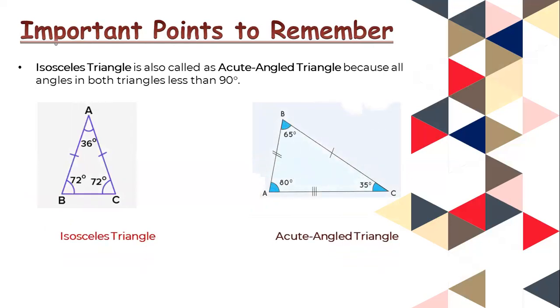Isosceles triangle is also called an acute angle triangle because all angles in both triangles are less than 90 degrees. Isosceles triangle को हम acute angle triangle कह सकते हैं और acute को भी isosceles कह सकते हैं। Why? Because इनकी जो angles measurement है वो different in measure होती है, ठीक है, और you can say that 90 से less होती है। So these all are 5 important points to remember.